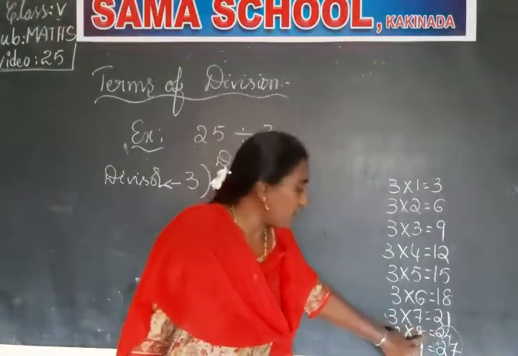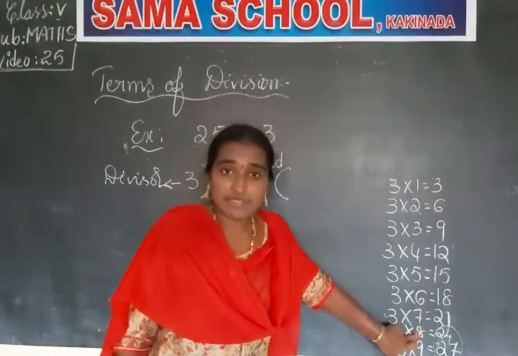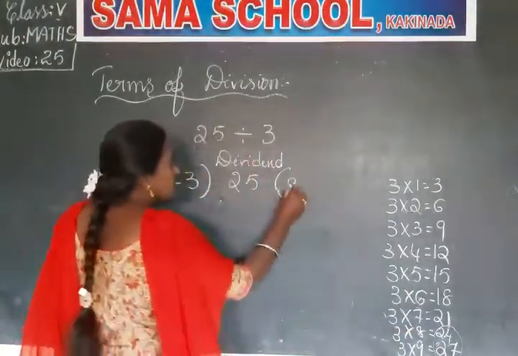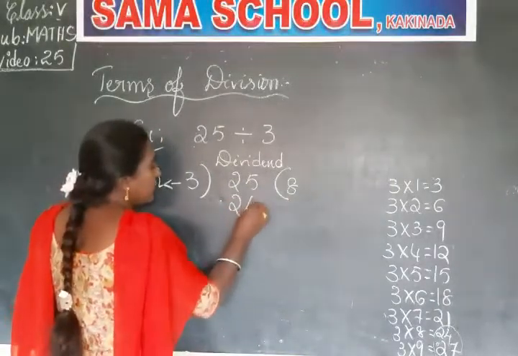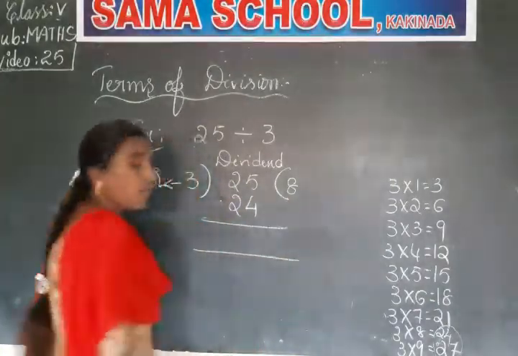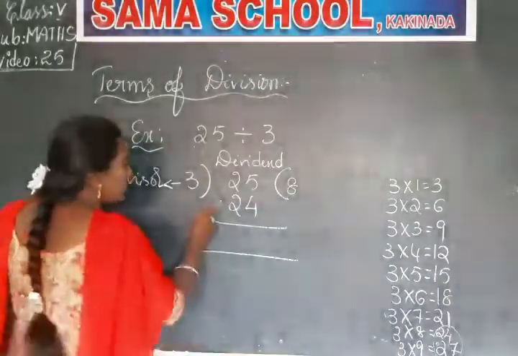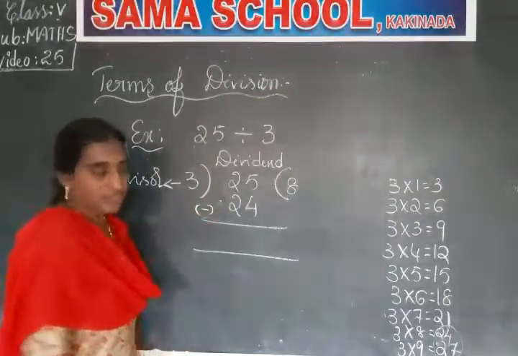24. This 24 is there in the 3 table. How many times is it there? 8 times. So take 8 here and 24 here. And here, what do we have to do? Addition or subtraction? Subtraction. Okay?